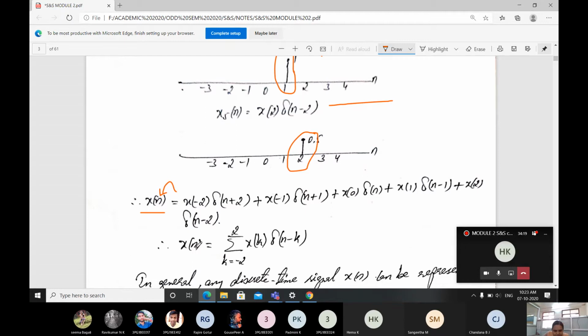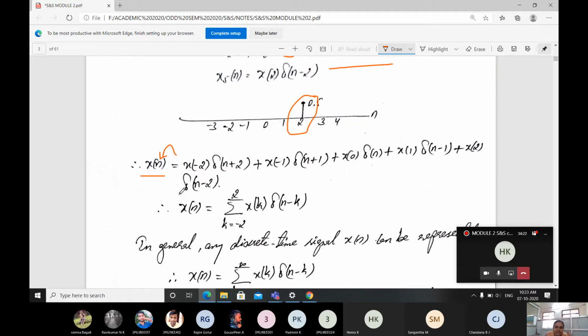So in a general way we can write x of n as a summation, because it is discrete time, for that reason summation. k is taken as any variable here. It's not that you have to take k varying only from -2 to 2. x of k, here it is changing, observe, -2 to 2, for that reason k, x of k, while delta of n minus k. In general I can write it here.